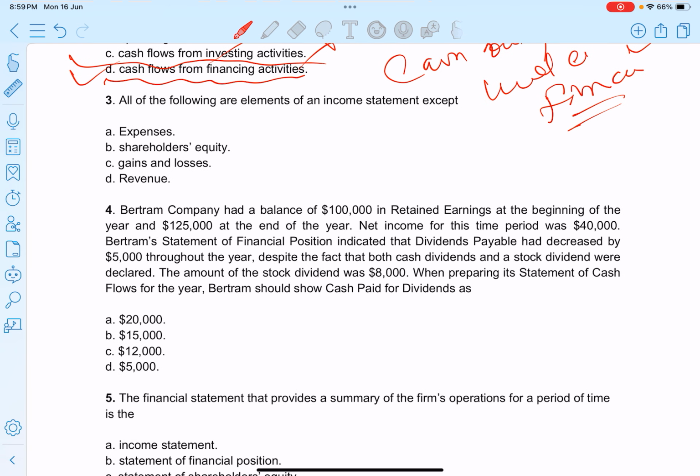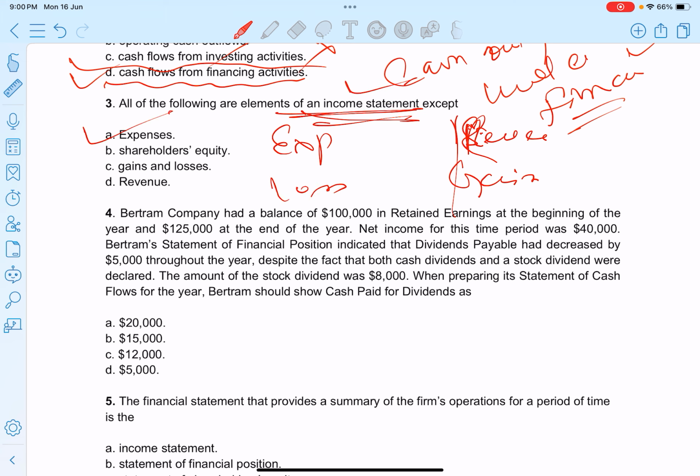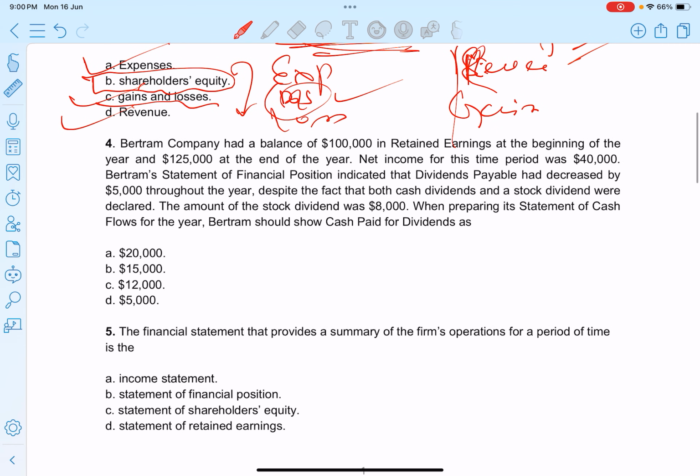Now coming to the question, all the following are elements of the income statement except. When you see the income statement, there are primarily four things: revenue, expenses, gains and losses. So expenses, yes, is a part of the income statement. Gains and losses, yes. Revenue, yes, it is a part. But shareholders' equity, no, it is a part of the balance sheet, not the income statement. So you should be able to understand this while you are answering.